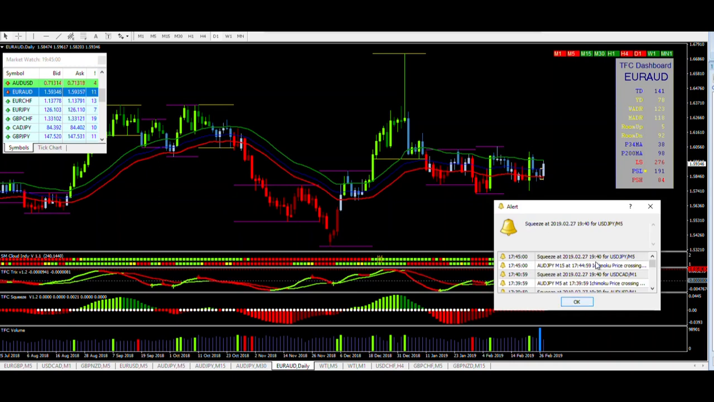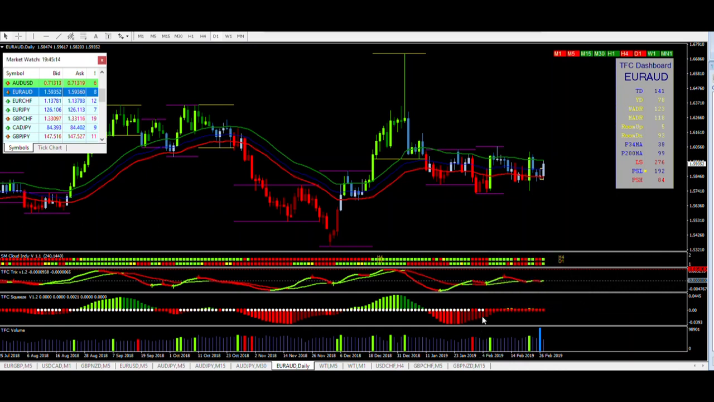Here we've got another alert, look. It also gives alerts. We've got an alert now for the Euro Yen 5 minute. Okay. I'll come on to that in a second. But that's the daily on the Euro Aussie. We're going to get a big move. Once you get a squeeze, good chance you get a big move.